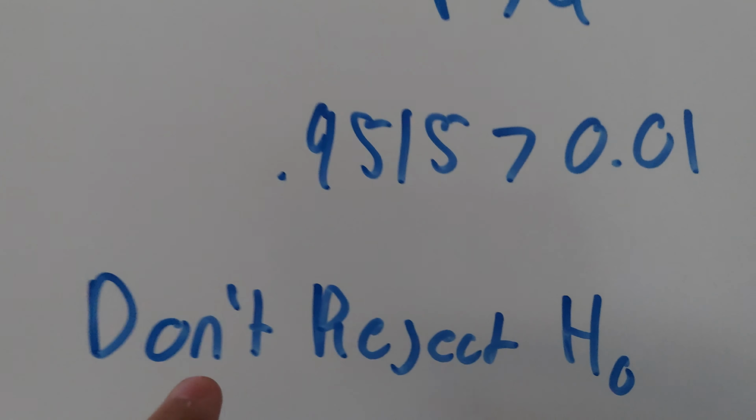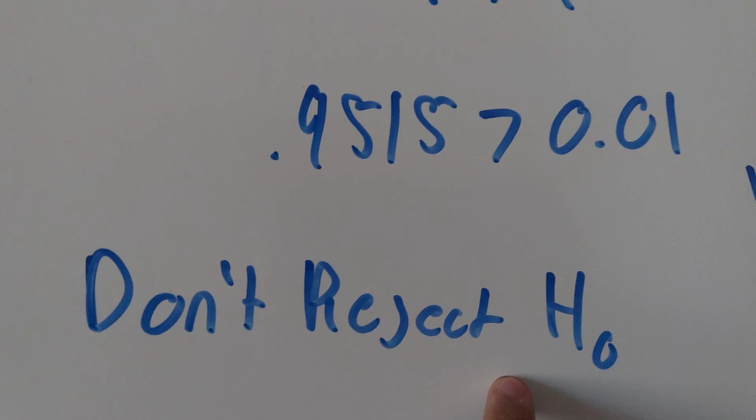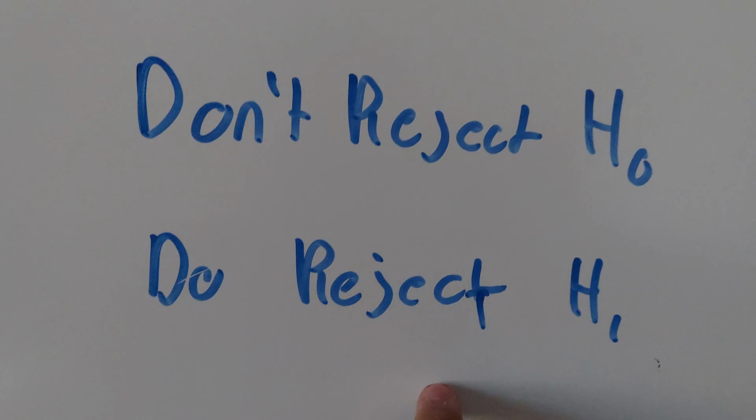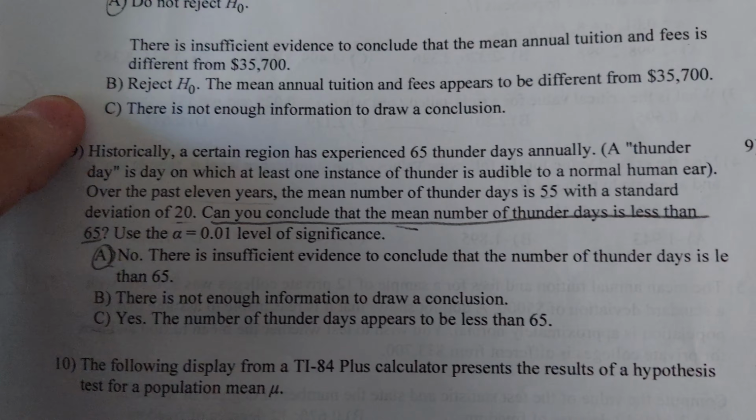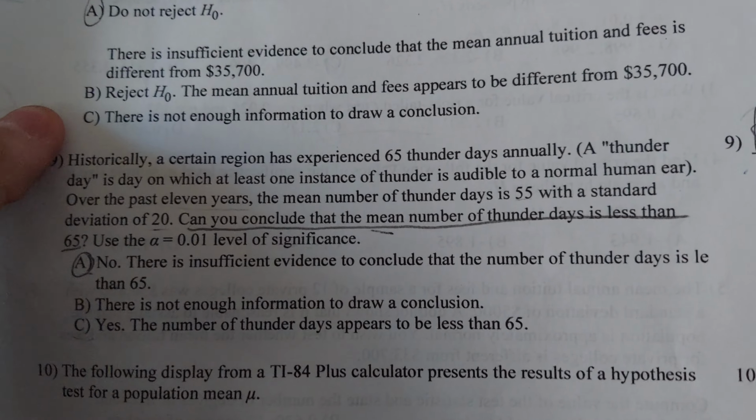With that done, that means we don't reject H0, but we do reject H1. The way it's represented is: there is insufficient evidence to conclude the number of thunder days is less than 65.